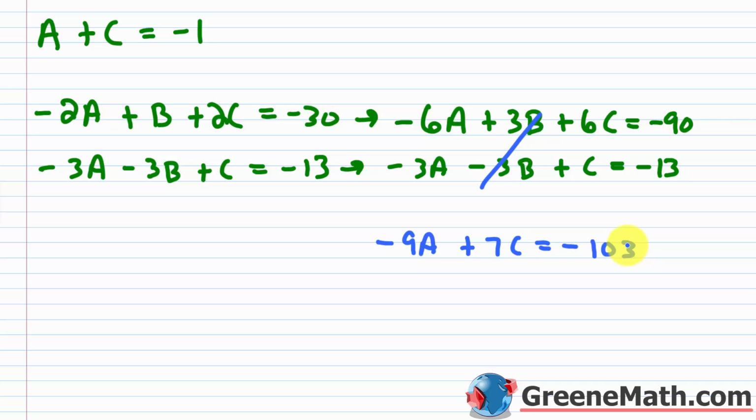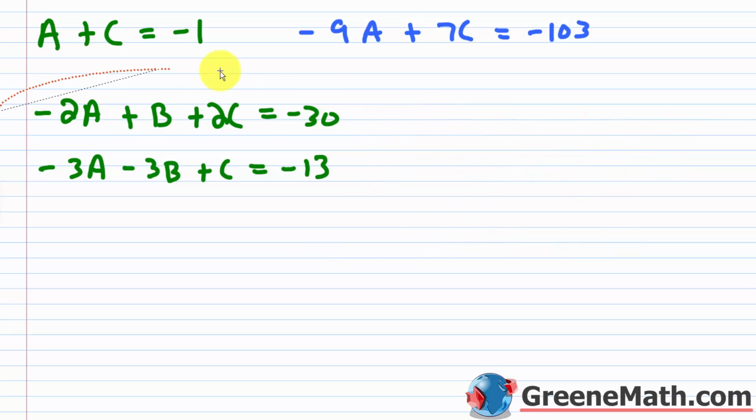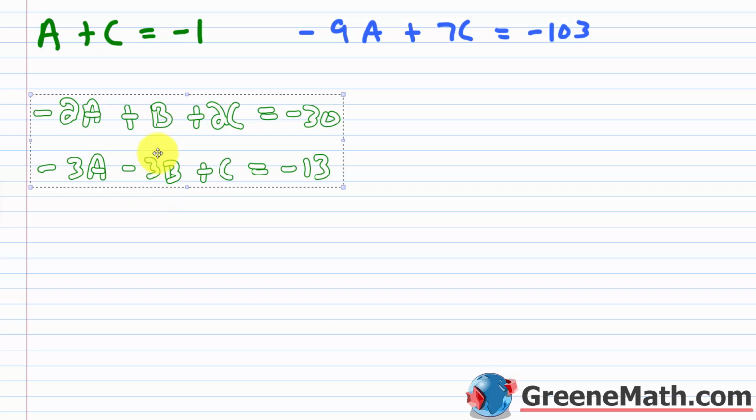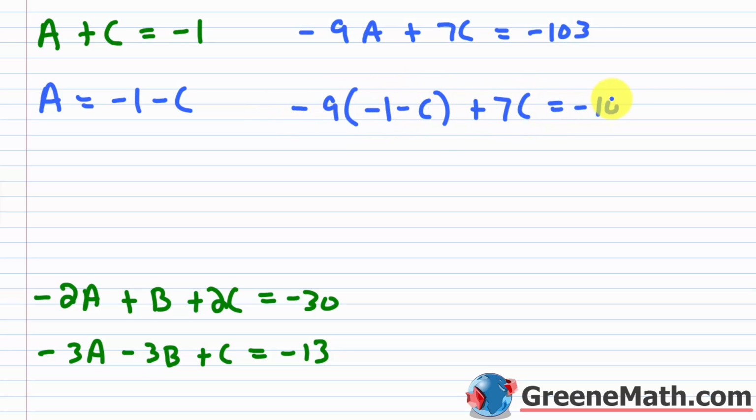Let me write this over here. I have negative 9a plus 7c equals negative 103. That's going to allow me to find a and c. Let me drag this down and put it off to the side. I'm going to solve this for a, and I'll say that a is equal to negative 1 minus c. Then I'm going to plug in over here. So negative 9 times this negative 1 minus c, and then plus 7c equals negative 103.